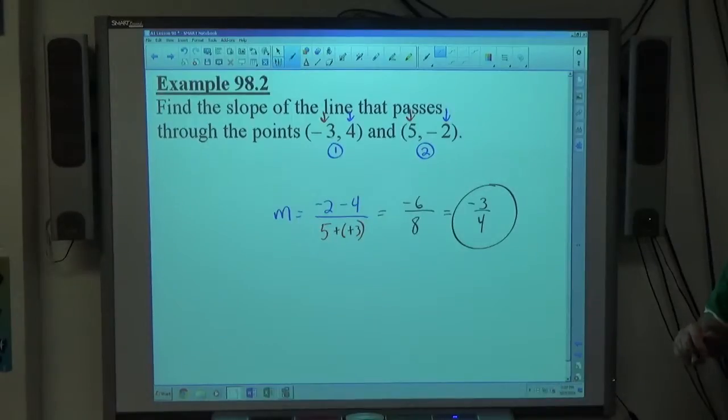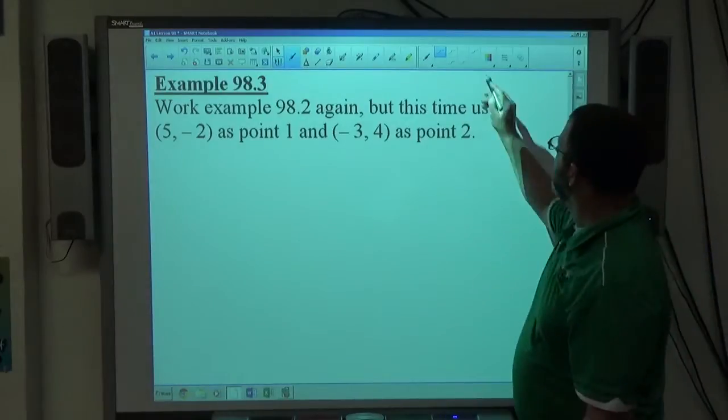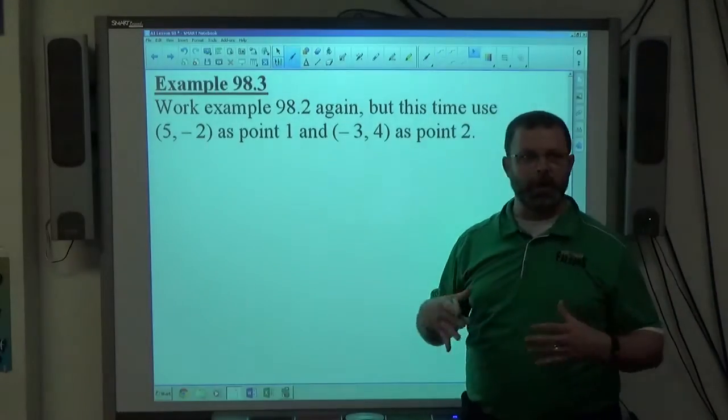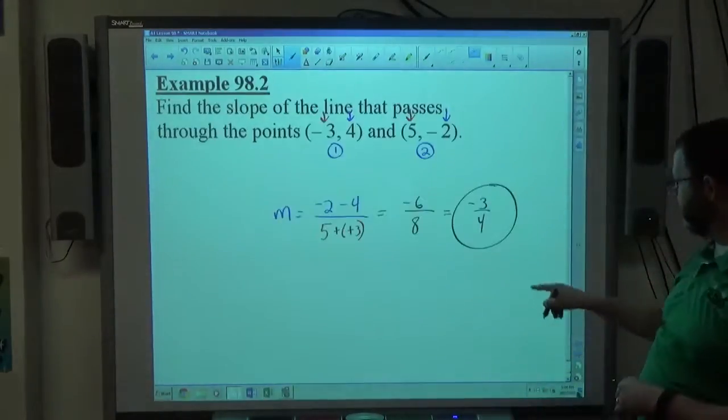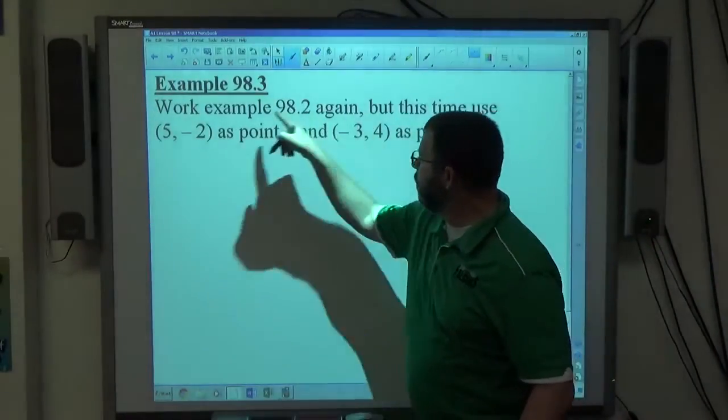I'm going to move on to 98.3 in the same video because it's the same problem. It says, work example 98.2 again, but this time use 5, negative 2 as point 1 and negative 3, 4 as point 2. Again, the whole purpose of this is just to show that we get the same answer. So we got negative 3/4 for this one. We should get negative 3/4 for this one. So this is point 2, that's point 1.